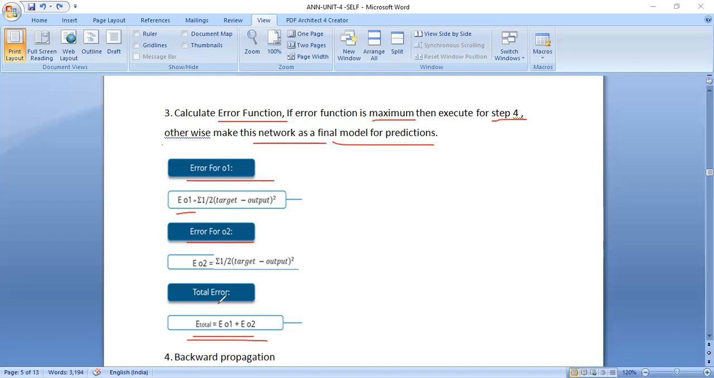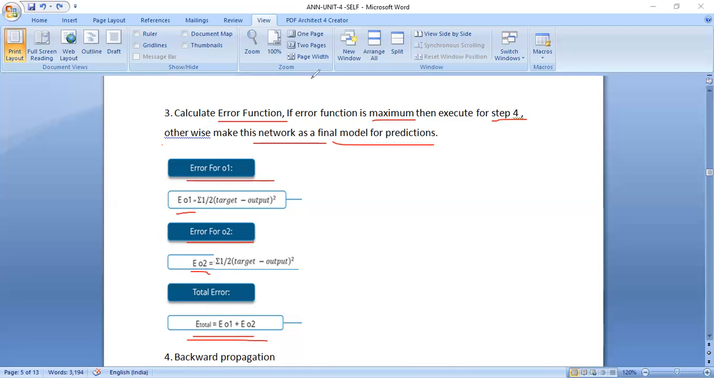So how are you going to calculate the total error? The total error E total is equal to error 1 plus error 2: the error E_O1 at output node O1 and the error at output neuron O2. If you combine both, this is the total error.